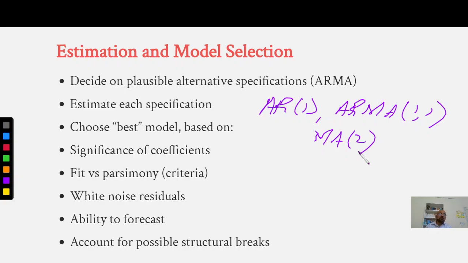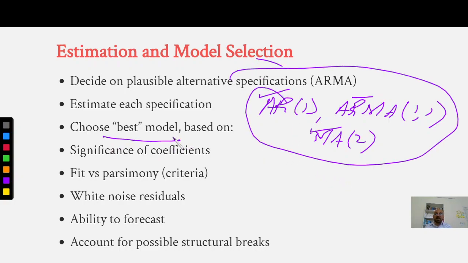Then we have to find out whether these three models pass diagnostic tests. If they pass diagnostic tests, the next stage comes: which one is the best model? That has to be determined by your forecast criteria, which gives you the minimum root mean square error, or mean absolute error, or mean absolute percentage error, whatever your criterion is. So we try to find out which one is the best model.